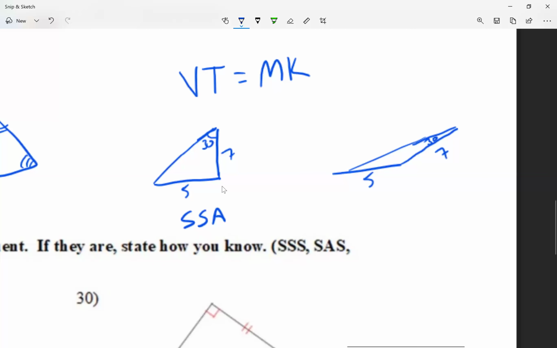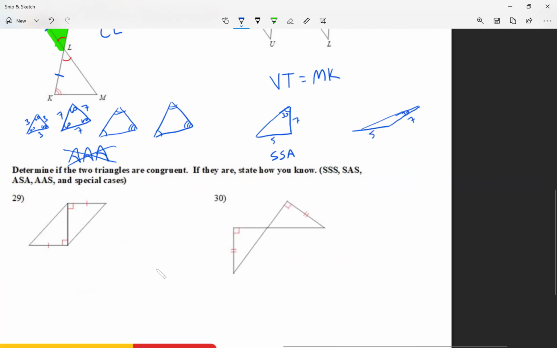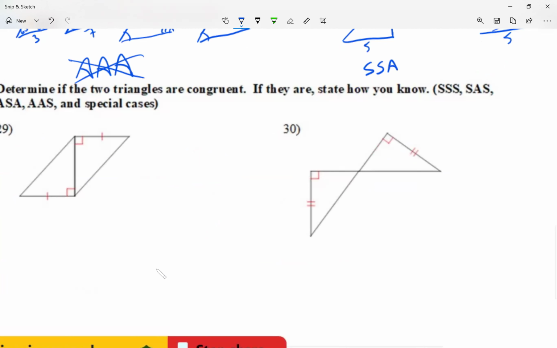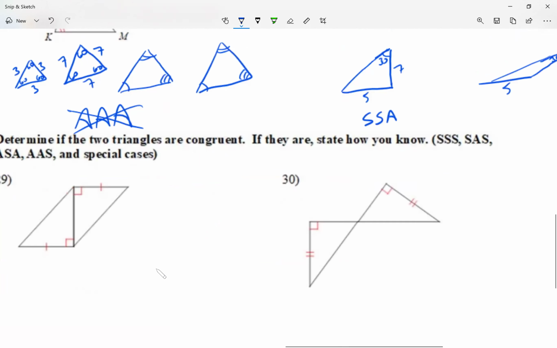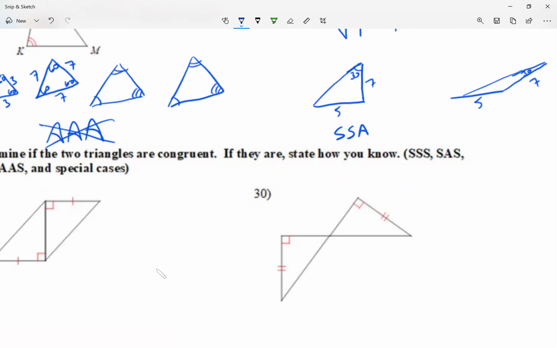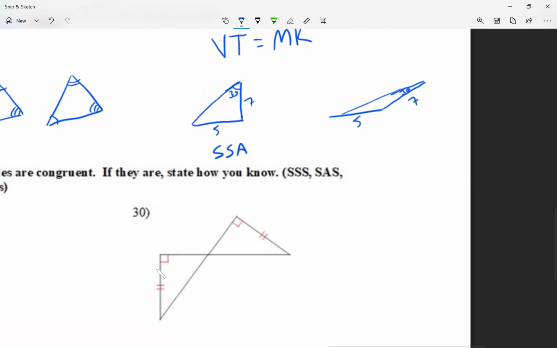We're looking at questions 29 through 30. Looking at the special cases, angle does not work. Side angle does not work unless it's a 90 degrees. So big key, side angle as it is doesn't work unless it's a 90-degree angle, but then we're going to call it HL, hypotenuse leg.